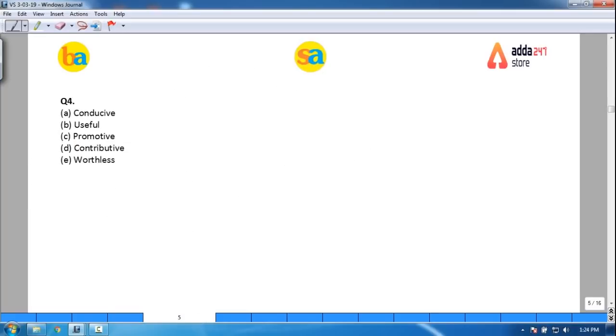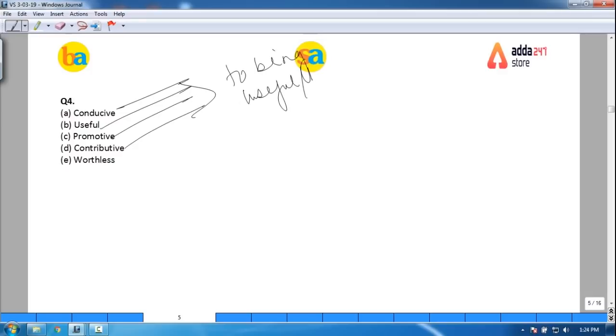Question number 4, conducive, useful, promotive, contributive, worthless. तो यहाँ पर अगर हम देखें, conducive, useful, promotive, contributive, सबका meaning होता है to being helpful, to being useful or helpful. Worthless antonym है इधर. तो answer is E.